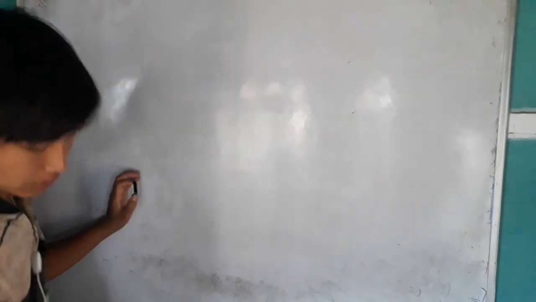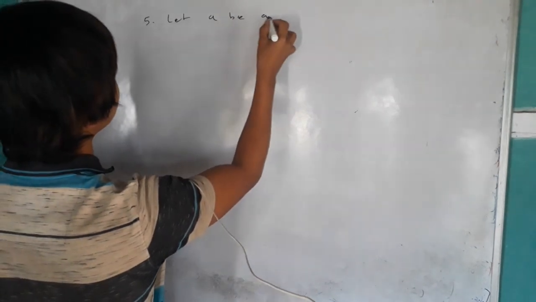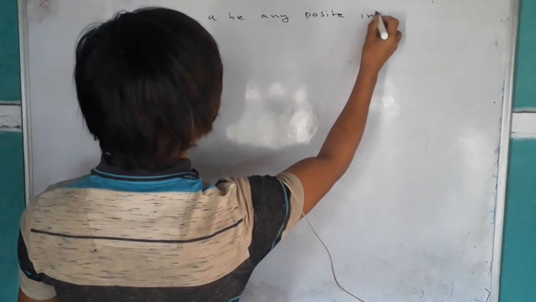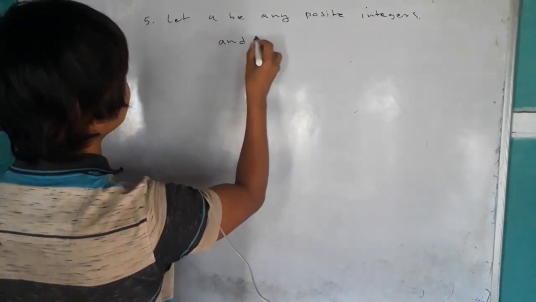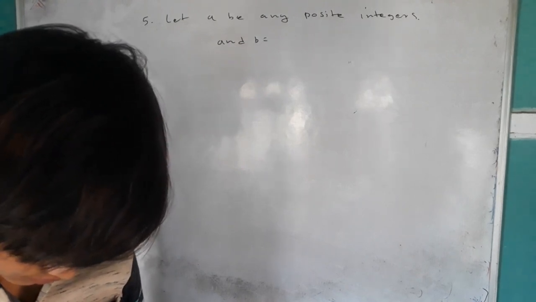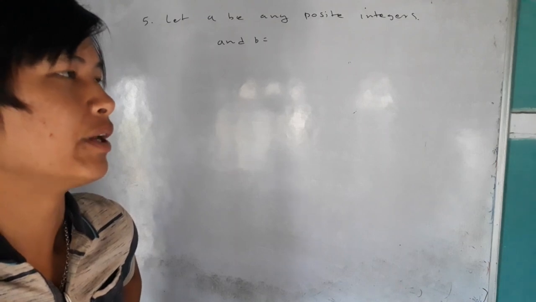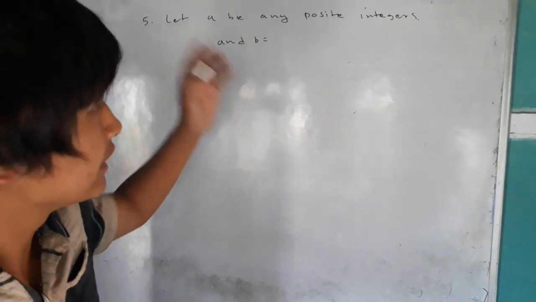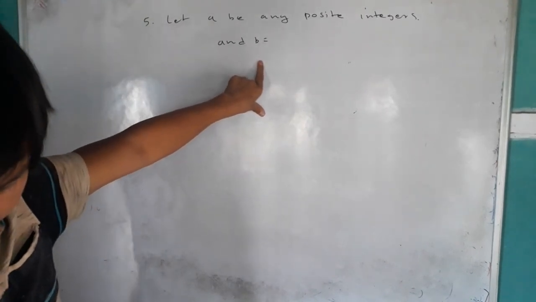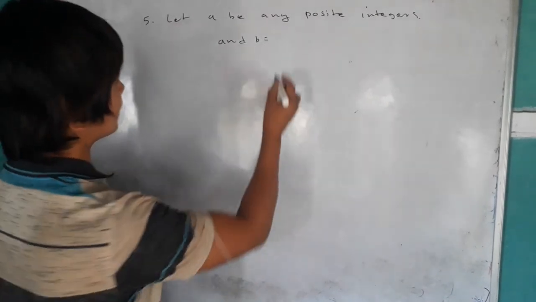So number 5. Here, using Euclid's division lemma, we need to show the cube of any positive integer will be in a form like that. Same approach. Let a be any positive integer and b equals to, what will be the value of b now? Some might have been thinking that the value of b should be 9. We can take b as 9, but it will be very lengthy. So in order to avoid that, for simplicity, we will take 3. Why? I'll explain you later.